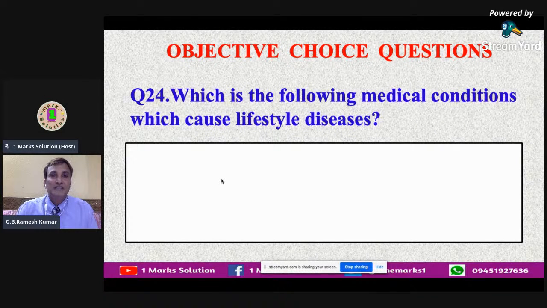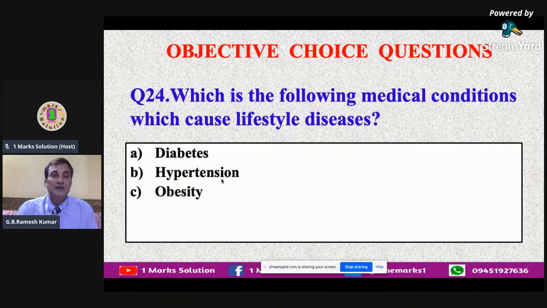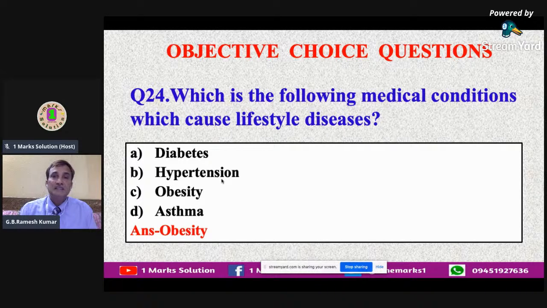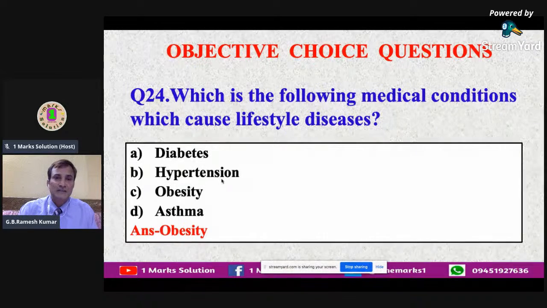Which of the following medical conditions cause lifestyle diseases? Diabetes, hypertension, obesity, and asthma. So you can see that diabetes, hypertension, obesity, asthma, all are diseases. But obesity is a platform. In the first questions also, I think somewhere in questions 1 to 5, we discussed that obesity is the platform for any disease. So anything will start with obesity. First you gain the weight, then you get diabetes, then you get asthma, then you get hypertension, blood pressure. So obesity is the condition from which all lifestyle diseases start. You get the back pain.